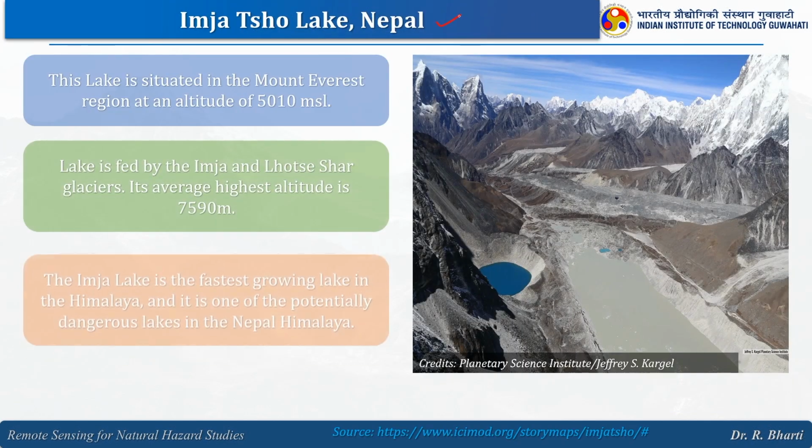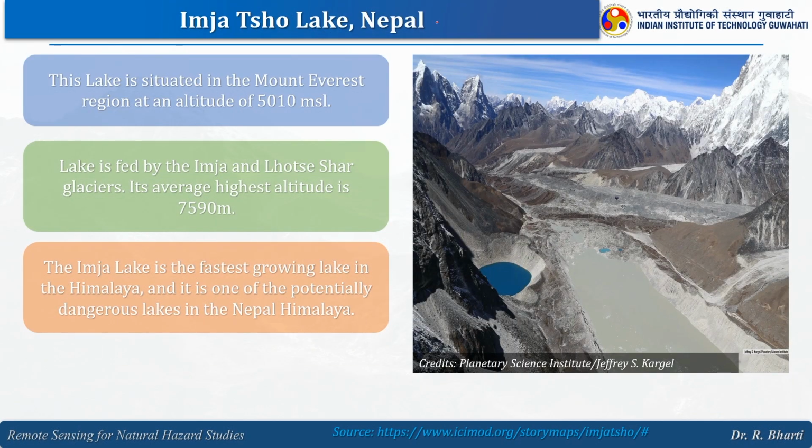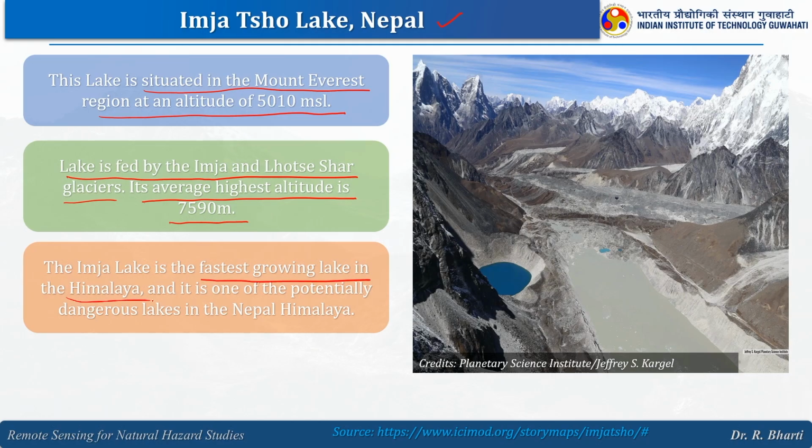Now, the Imja Tso lake. Here we have one lake from Nepal. This lake is situated in the Mount Everest region at an altitude of 5010 metres above MSL. The lake is fed by the glaciers. Its average highest altitude is 7590 meters. This is the fastest growing lake in the Himalaya, and it is one of the potentially dangerous lakes in the Nepal Himalayas. You can see the location is given.